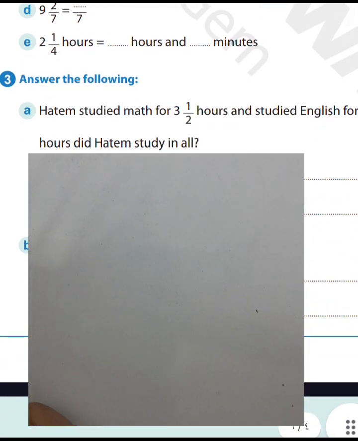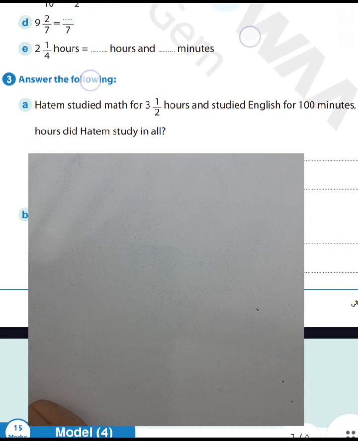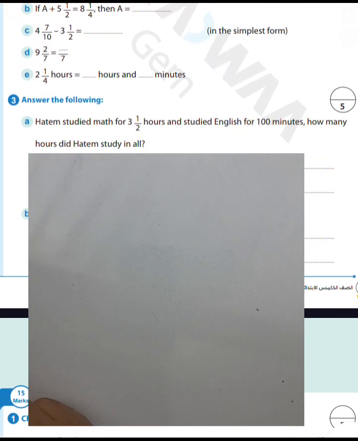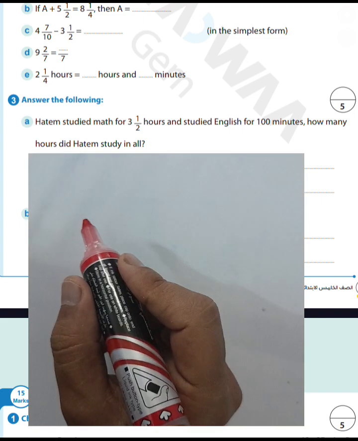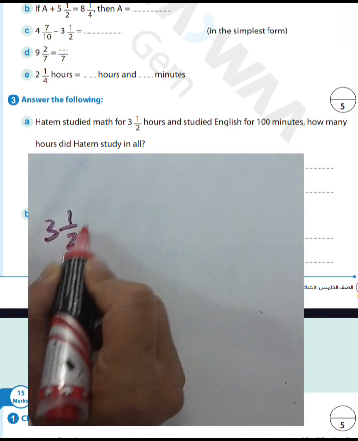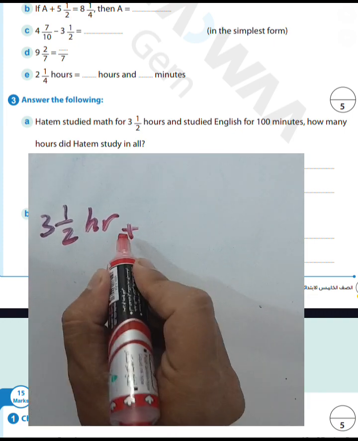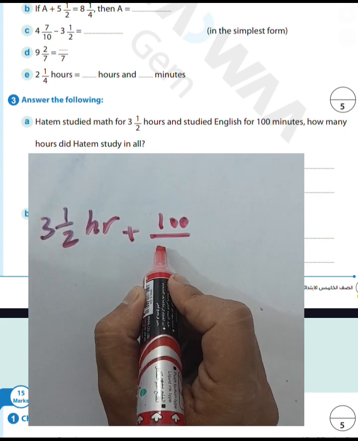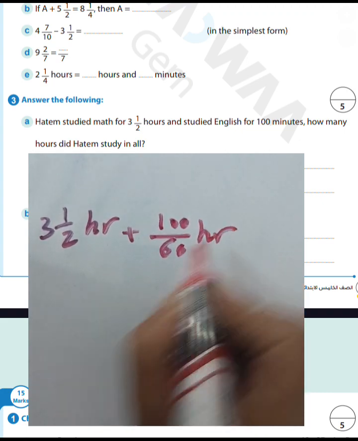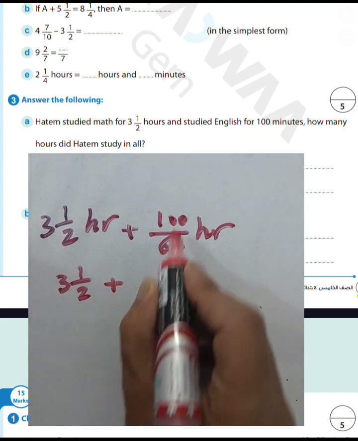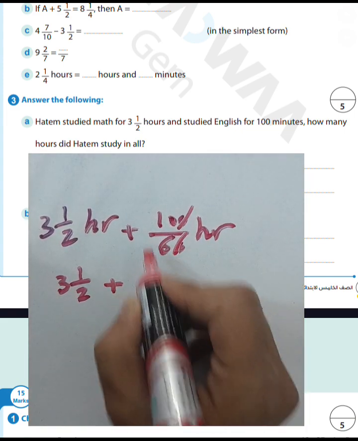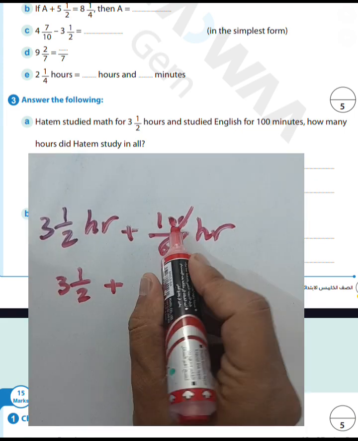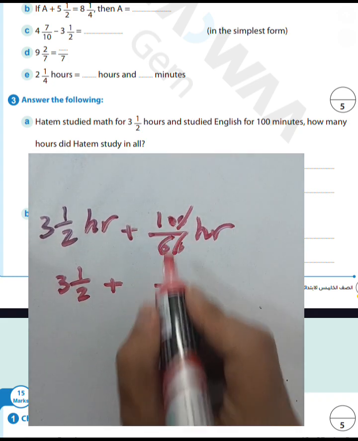Question number 3. Answer the following. Hatem studied math for 3.5 hours and studied English for 100 minutes. How many hours did Hatem study in all? Okay, we can write 3.5 hours plus 100 minutes. You can convert from minutes to hours by dividing by 60. Then we write 3.5, and we can cancel the zeros by dividing the numerator and denominator by 10, and then simplify by dividing by 2. 6 divided by 2 equals 3, and 10 divided by 2 equals 5.